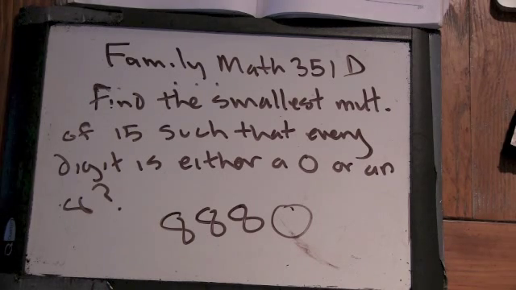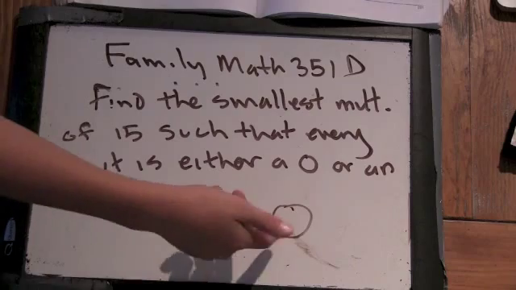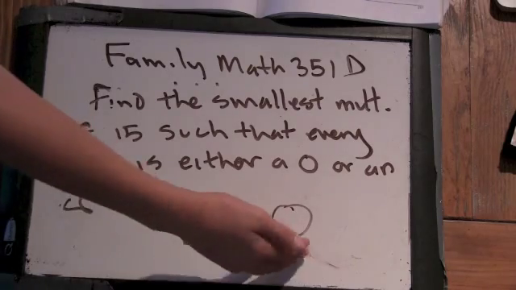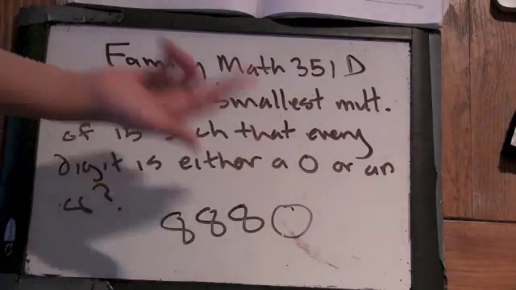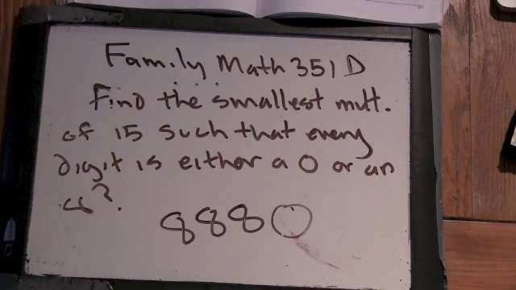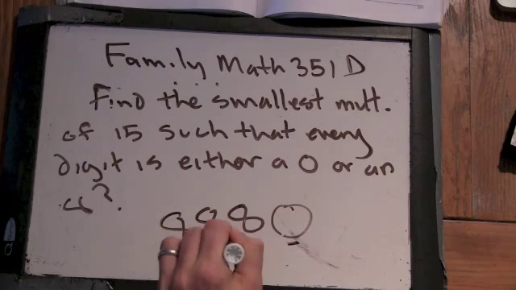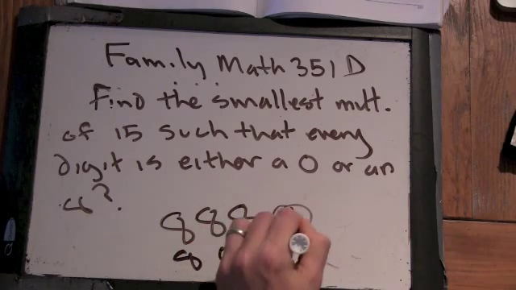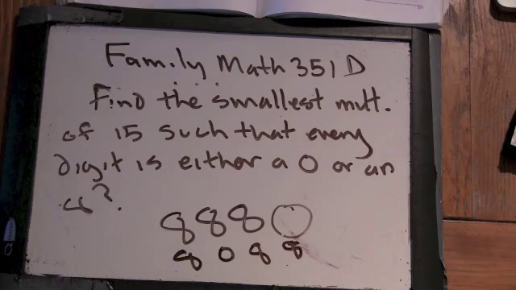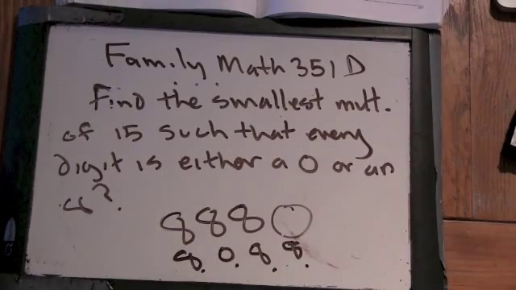It doesn't work. Why not? Because it has to be divisible by 5, at least, so it has to end in a 0. You're right. 8088 is a 4-digit number that only has 0s and 8s and is smaller than this. But what's the problem with 8088? It's not divisible by 15.